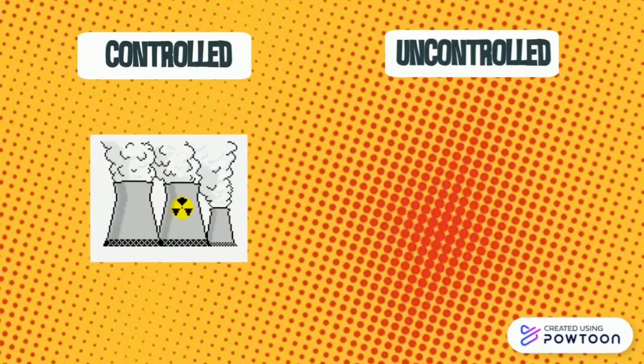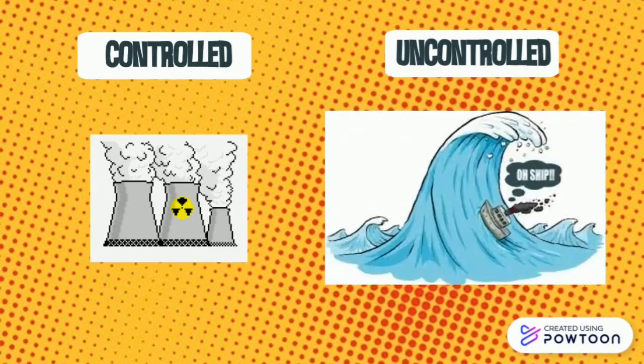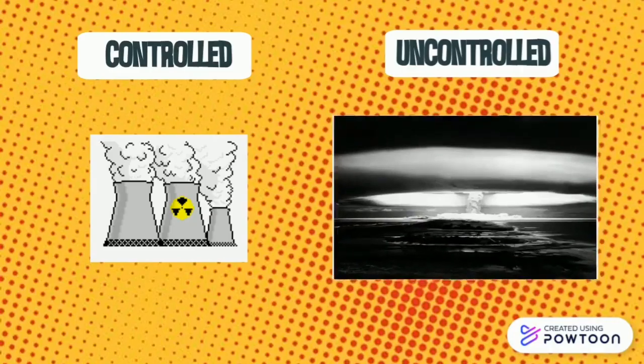Now, the uncontrolled reaction is vice versa. It's a chain of nuclear reactions that take place under no controlled conditions. These reactions produce a huge amount of energy and are the process used in atomic bombs.